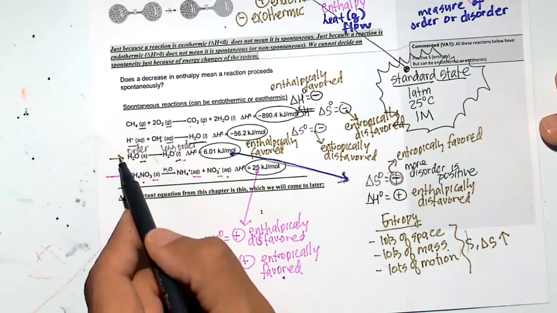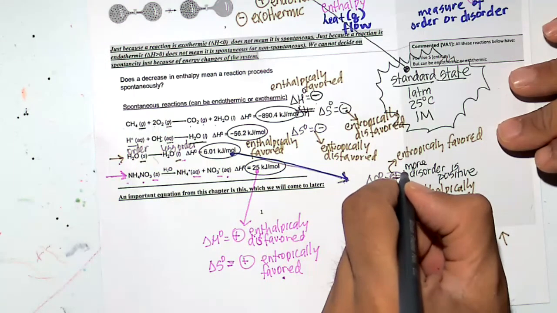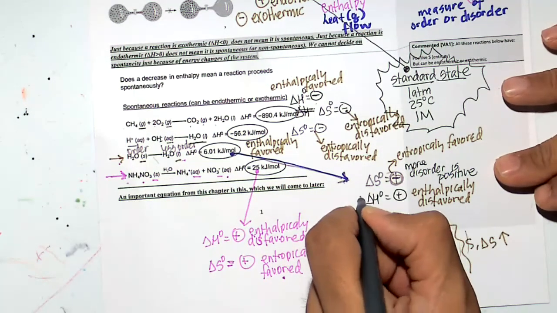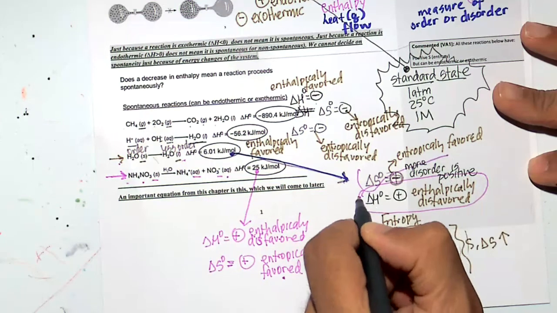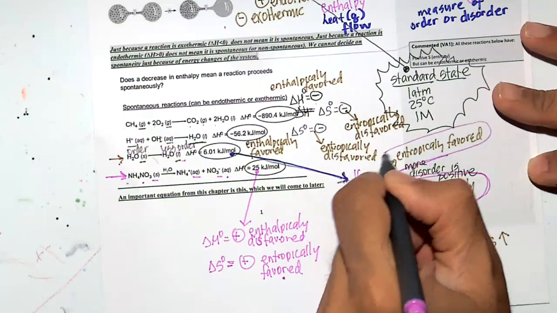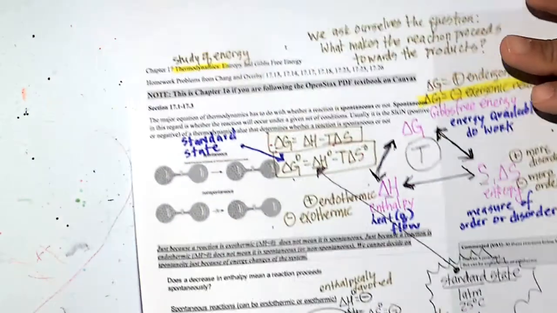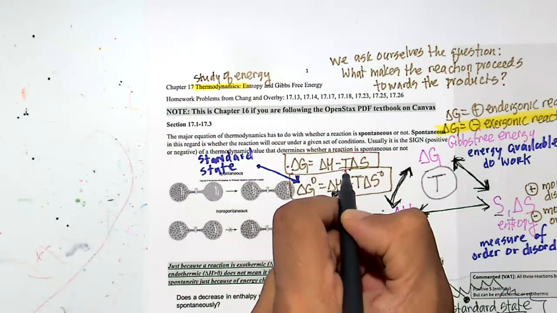What about this third reaction here? Everyone look at me. This third reaction is entropically favored, but enthalpically it's not favored. In terms of enthalpy, it's not favored. In terms of entropy, it's favored. So which way will the reaction go? Will it go to products or not? Like before, it depends on the value of delta G, and also on the temperature.